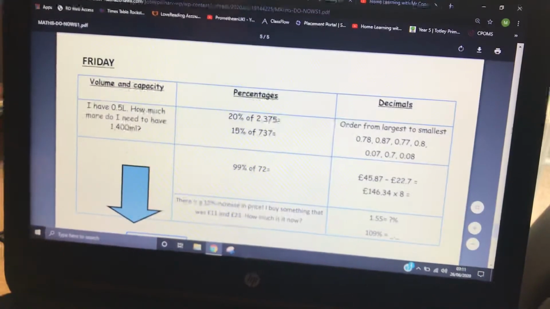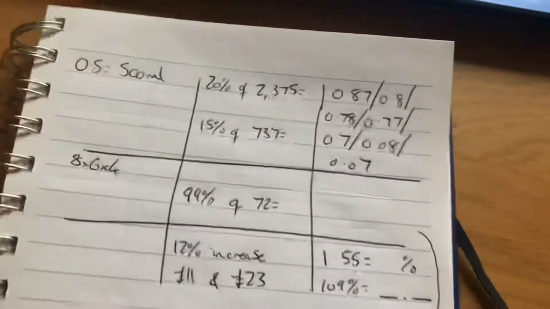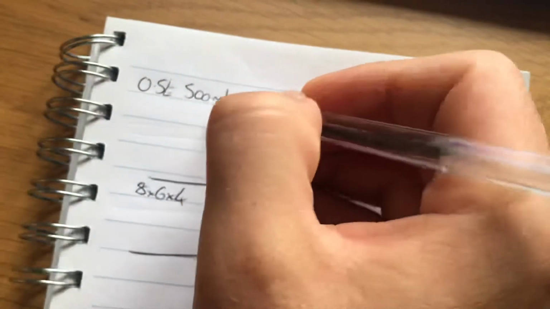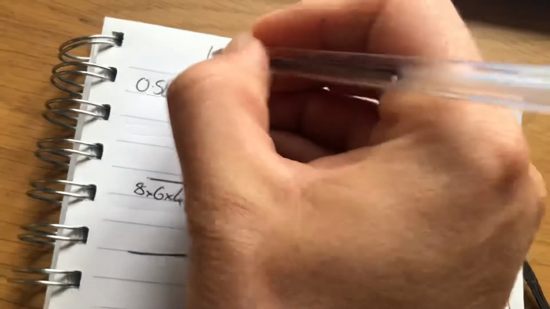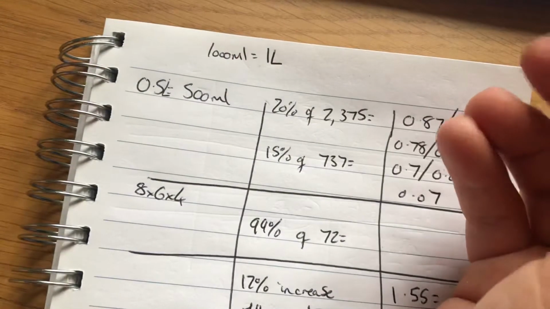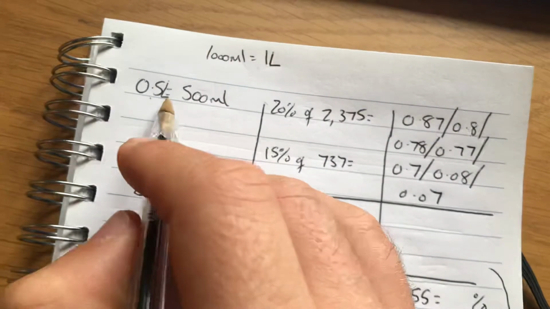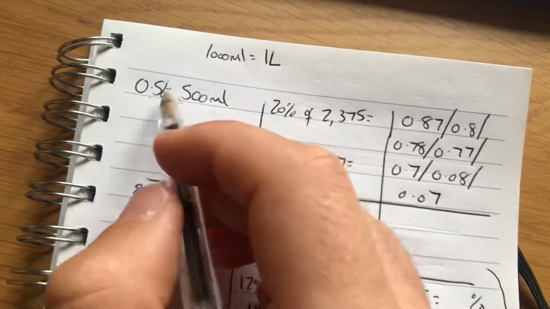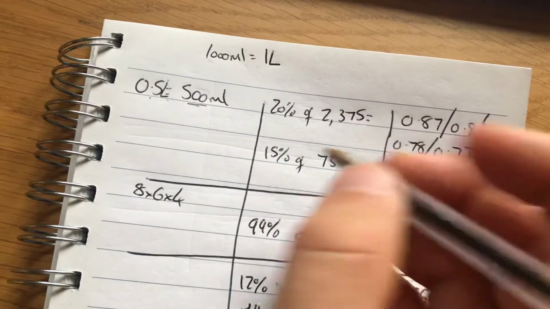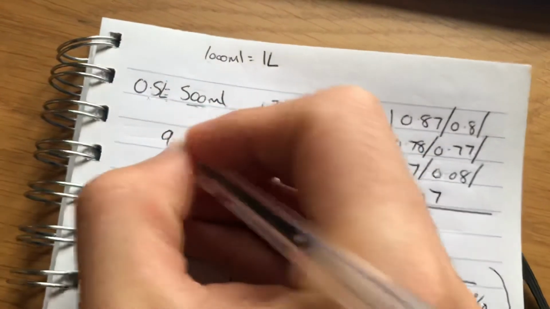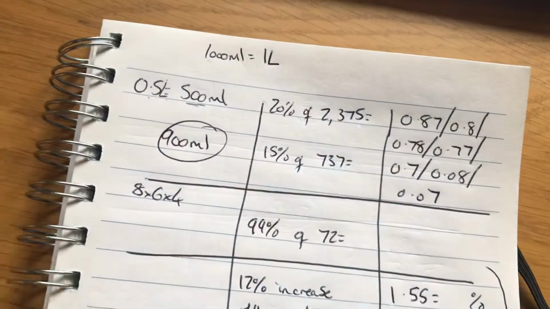But I do nows today, so let's have a little look. So I'm going to try and be nice and quick today. So 0.5 litres is 500 millilitres. It's half a litre. Okay. Now you should know that 0.5 is half, remembering that 1,000 millilitres is 1 litre. So 0.5 is half a litre, half of 1,000 is 500. How much more do you need to get to 1,400? Quick bit of maths, the answer, 900 millilitres.